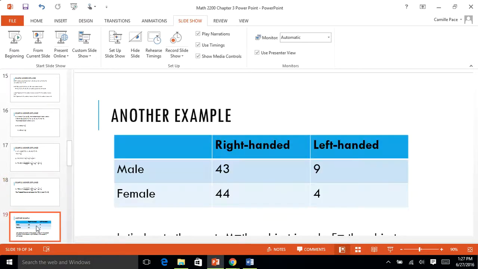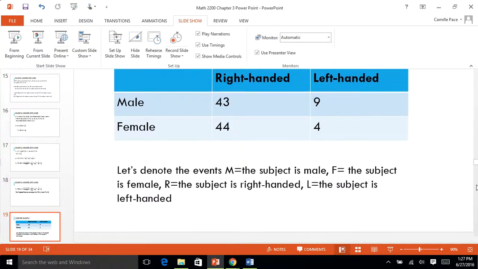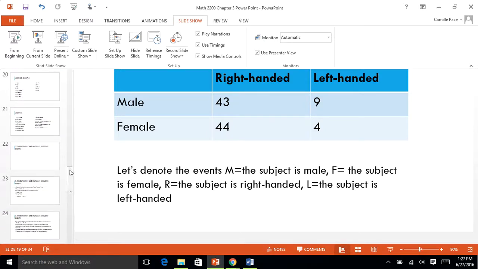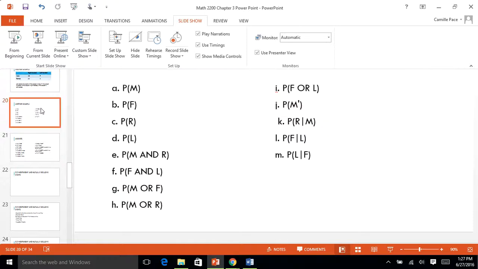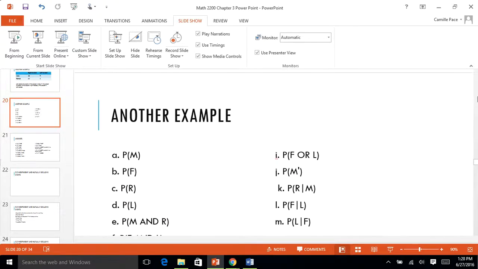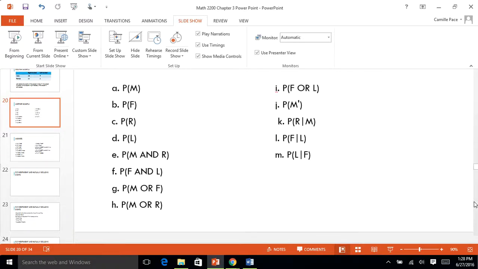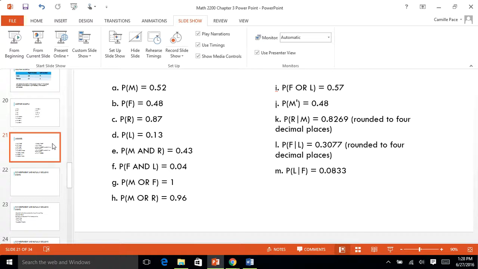Okay? So let's look at another example. Here's a table, and I've got males, and I've got females, and I've got right and left-handed. So that's what my table is telling me. Now what it wants you to do is go ahead and do male, female, right, left, male and right, female and left. So go ahead and work those out on your own. And if you see here, I have the answers here that can help you. If you have questions, just let me know.